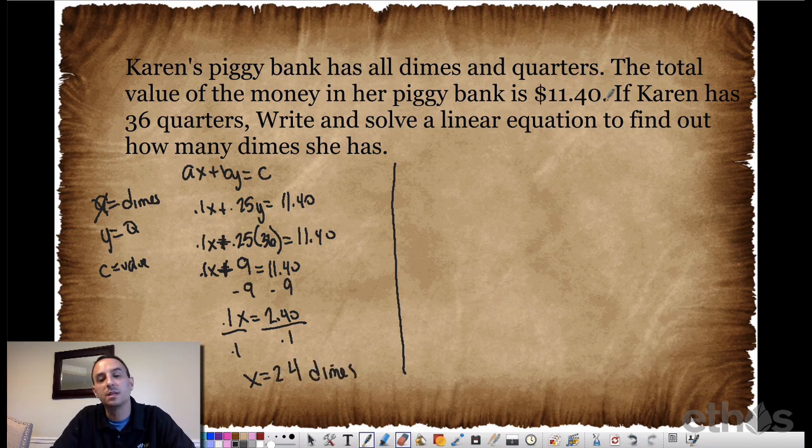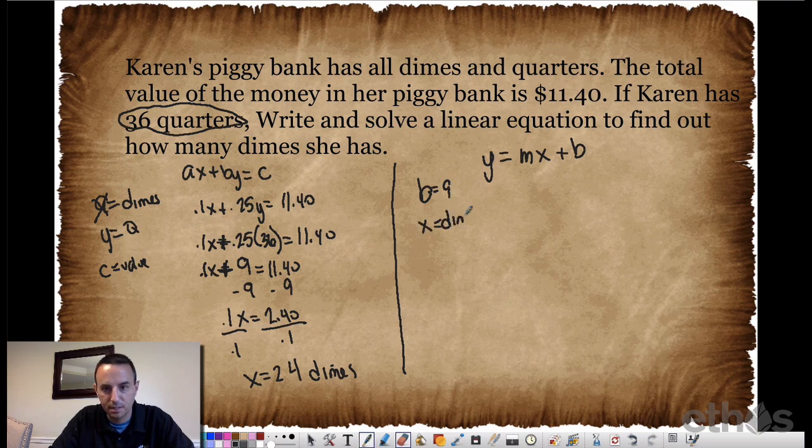And then you could do the same thing with the slope-intercept. If you think, okay, I've got slope. So starting point, you'd have to go back and do a little bit of math, and you'd have to recognize, okay, 36 quarters is equal to $9. So b is 9. x is still your dimes. And you have slope because you have per dime. So you have $11.40 is equal to 0.1x plus 9. And that's really what we got right here.